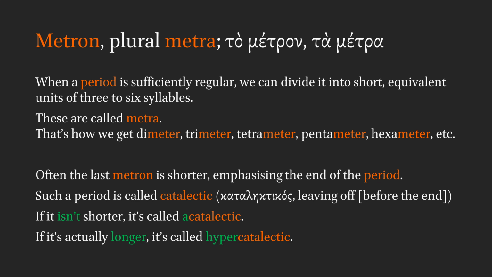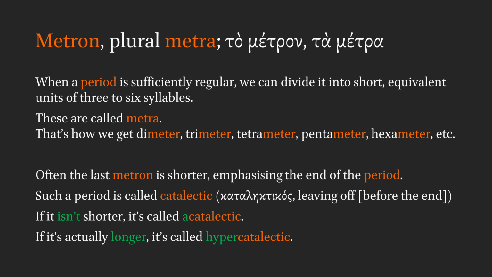Part 7. Dividing up the period, or metra, in feet. Often it can be useful to divide up a period. This lets us talk about specific parts of the pattern if anything interesting is going on at a particular point in the line. When a period is sufficiently regular, we can divide it into short, equivalent units of 3 to 6 syllables. These are called metra.